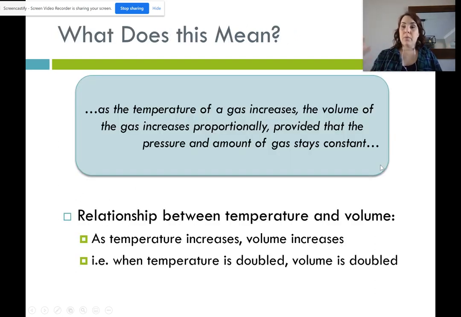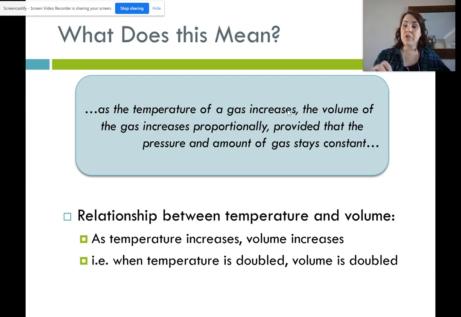So essentially, if you look at that relationship, it says as the temperature of a gas increases, the volume will increase proportionally. Now, it's different than yesterday where we said if one goes up, the other's going to go down. These two are actually going to move in the same direction, okay? And again, this is just like yesterday, assuming that the pressure and the amount of gas stays the same.